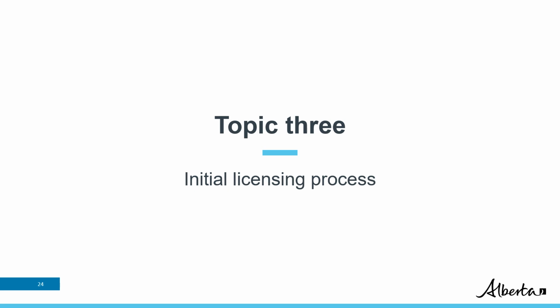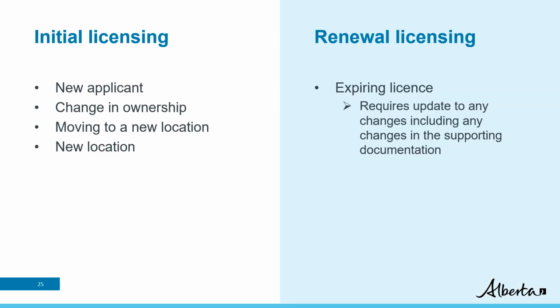Topic 3. Initial licensing process. There are two reasons in applying for a license: initial licensing and renewal licensing. When there is a change in ownership, moving to a new location, or adding a new location, an application would be treated as initial licensing, requiring the supporting documentation of a new applicant.